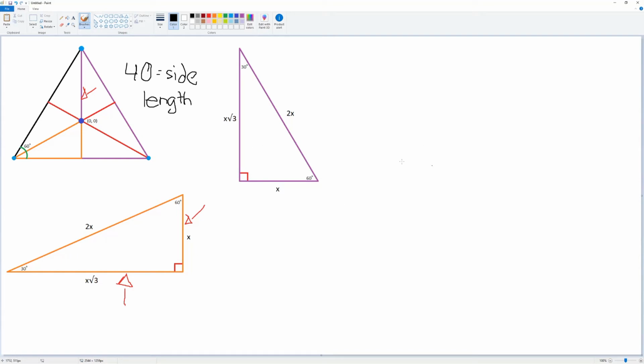Let's do the purple triangle first because we have this side length of 40. If we know this side length is 40, we already know the value of 2x here. 2x has to be equal to 40. That's the length of this side right here. If we know the value of 2x, we should also know the value of x. If 2x is 40, to get x, just divide both sides by 2. I'll do it for the sake of display, though a lot of you can do this in your head and figure out that x is equal to 20.